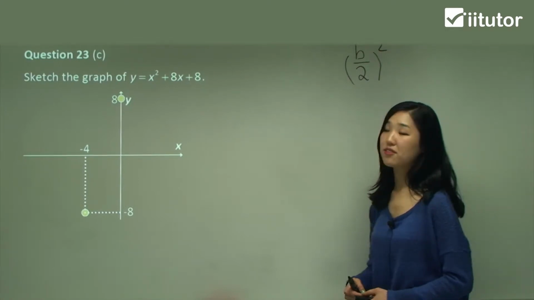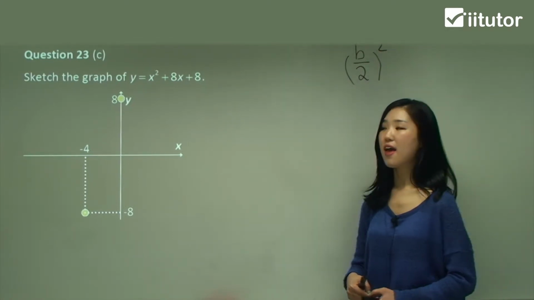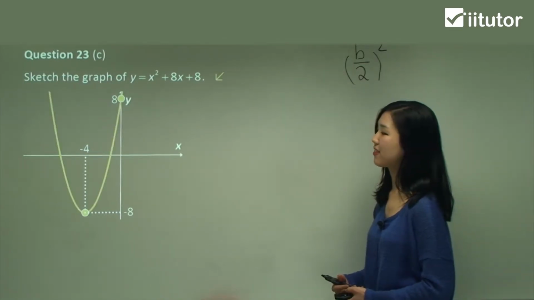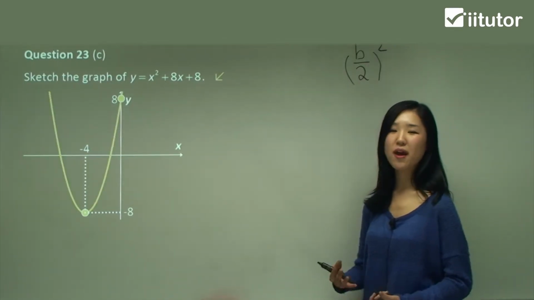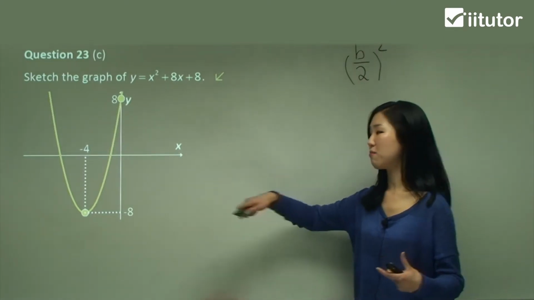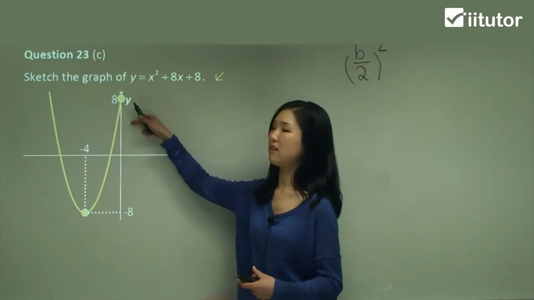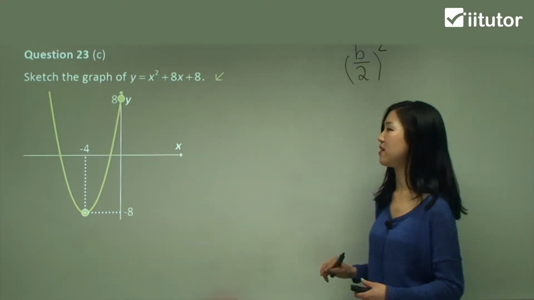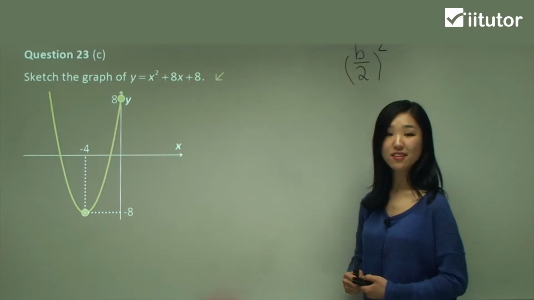And then, of course, when you're sketching the graph, you just join them, and definitely it's going to be concave up. So it looks like that. Okay? There's no way this will be concave down, because otherwise we can't make that the vertex and that the y-intercept. So it's definitely concave up, right? So I don't have to explain that too much. And that's it. That's 23.